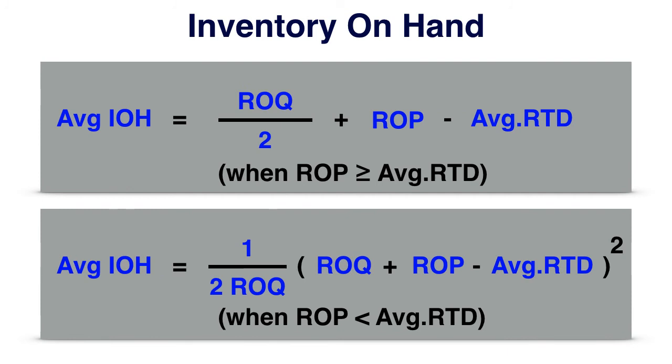Now we also have calculations for the inventory on hand. Inventory on hand equals half of ROQ plus ROP minus RTD. This is when ROP is greater than RTD. If ROP is less than RTD, we use this alternative formula because we do not count the back orders as a part of the average on hand inventory. That's why the formula changes. This has been derived by mathematics, but don't worry how we got this, but it's accurate.